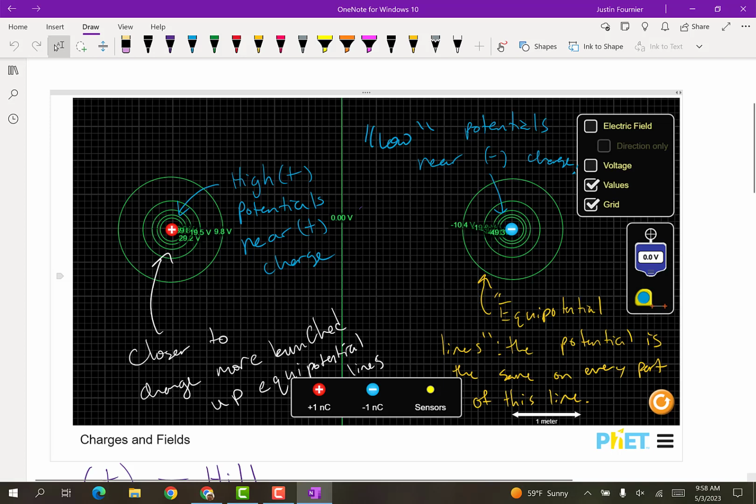And you guys did things like this. So again, here's the positive charge. Here's a negative charge. I have more or less equal potentials here. And again, we call this high potential, and this down here is low potential, near a negative charge.